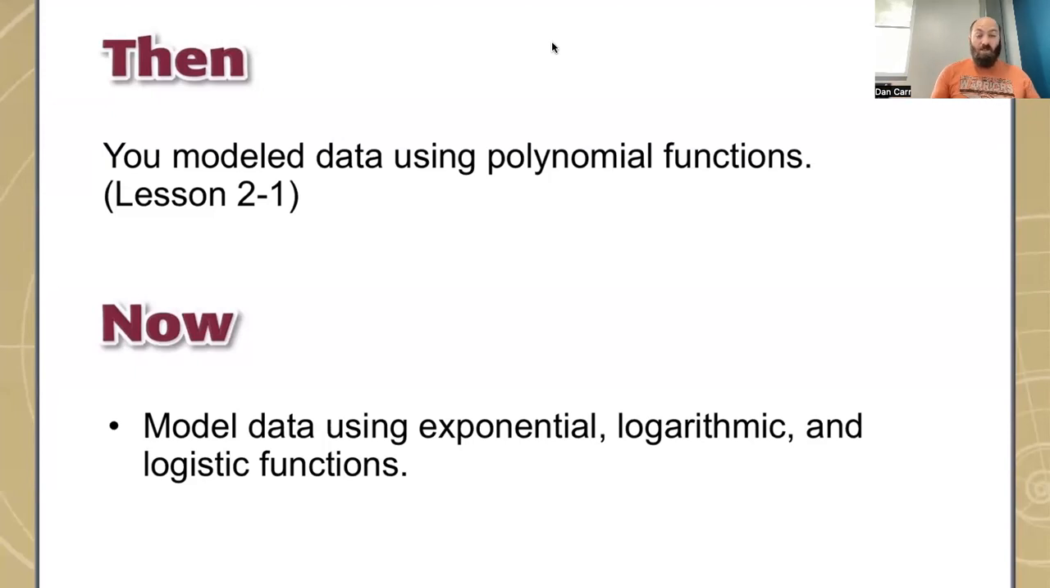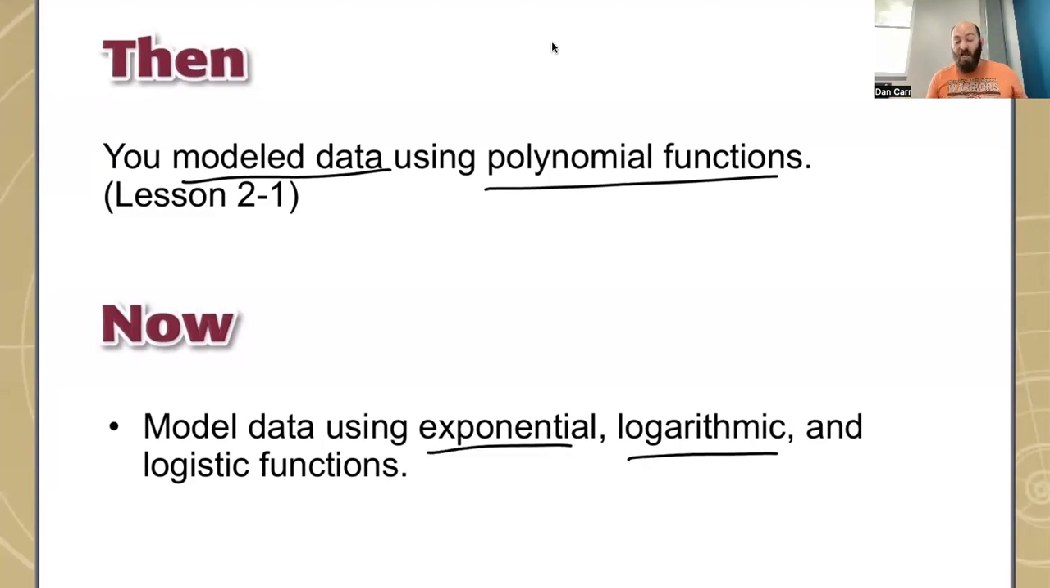So you've done similar things to what we're going to do today already. We're going to be modeling. What you've done in the past is you've modeled data using polynomial functions. When we talk about modeling data, we are talking about regressions. So that's what we're focusing on today. We're only going to focus on two specific types, exponential and logarithmic.